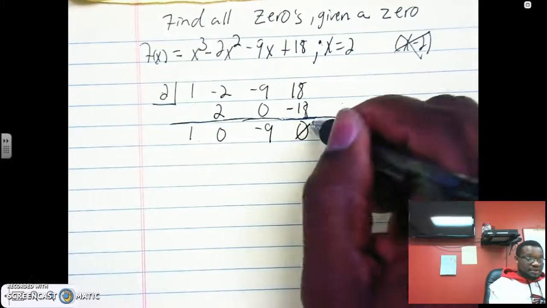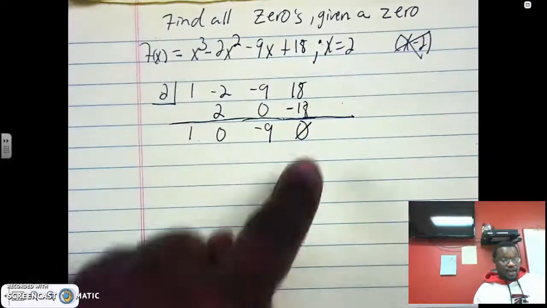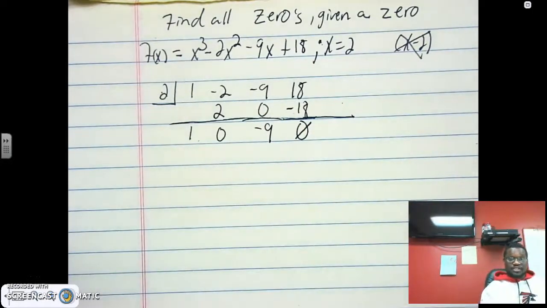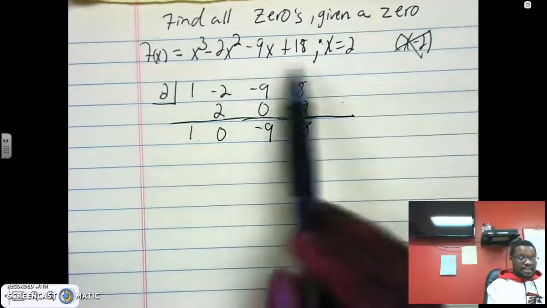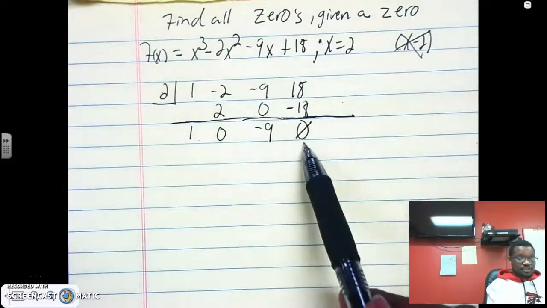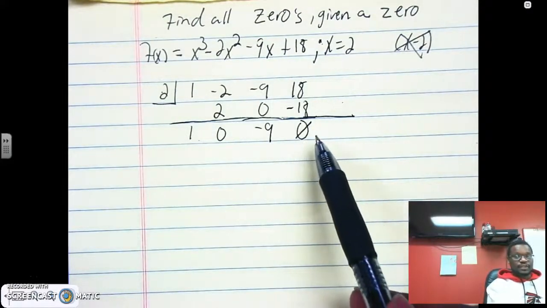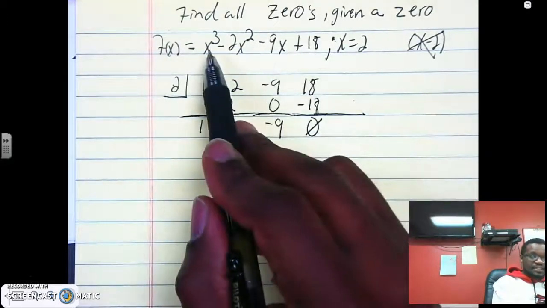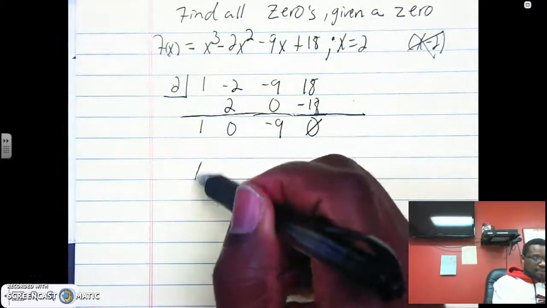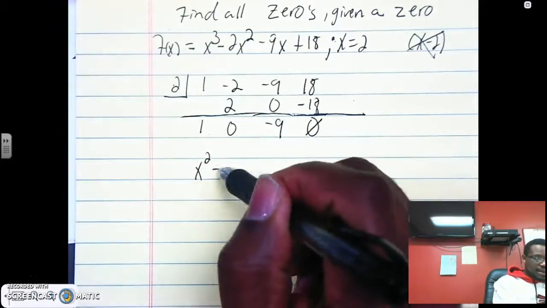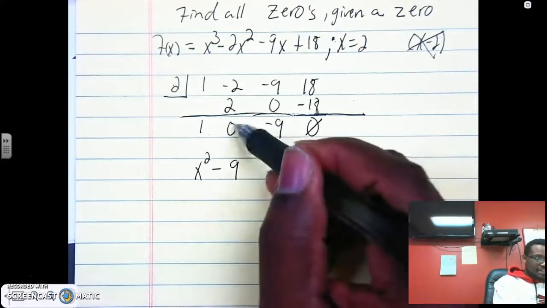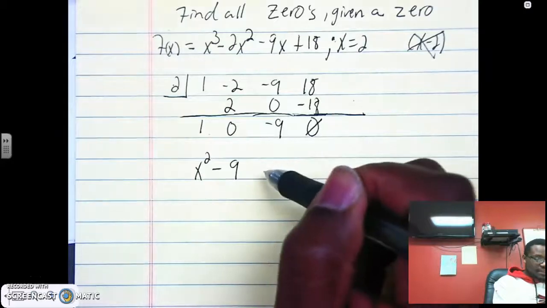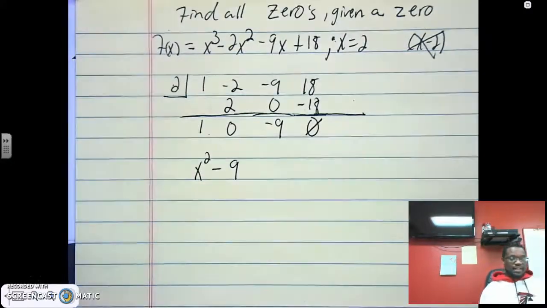Now, if it's a zero, you should get a zero at the end for the remainder. That should be right. If you put a number in and they told you it was a zero and you don't get 0 at the end, you did something wrong. All right? Now, remember how to write your answer. This is important. If it was an x cubed, now it's going to be x squared minus 9, because that is 0x. And so that's how that would factor.